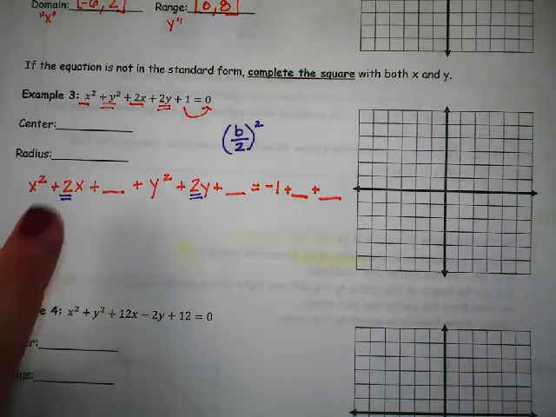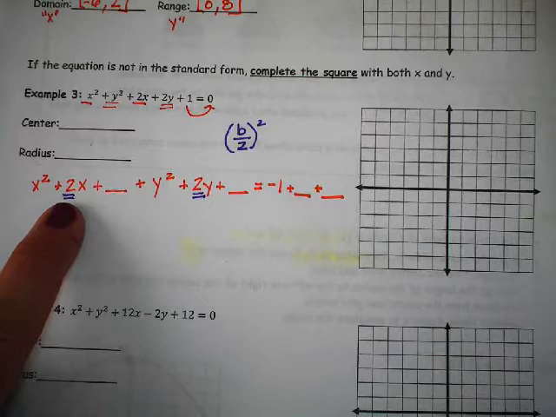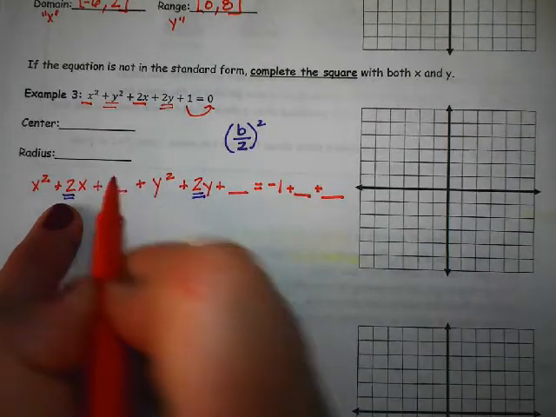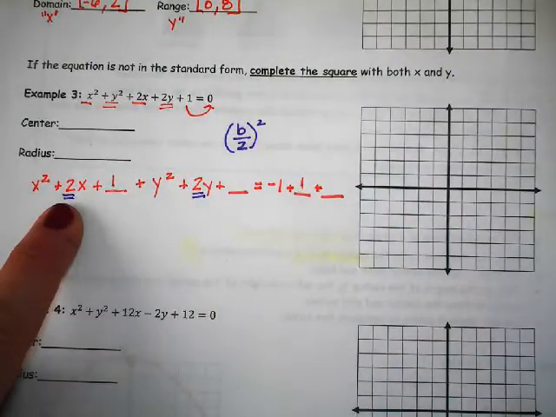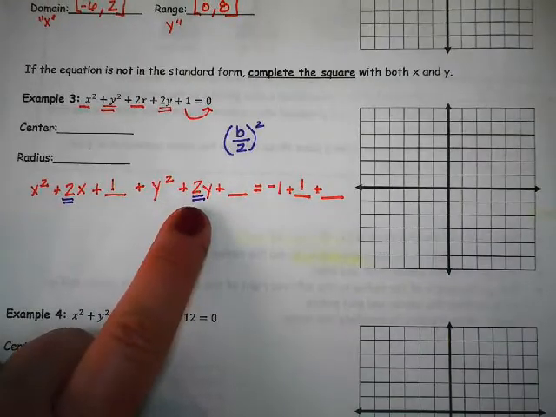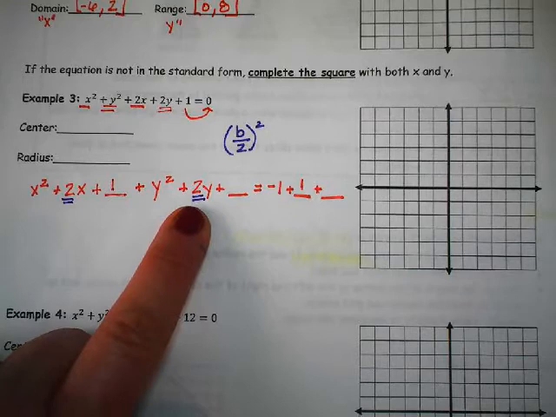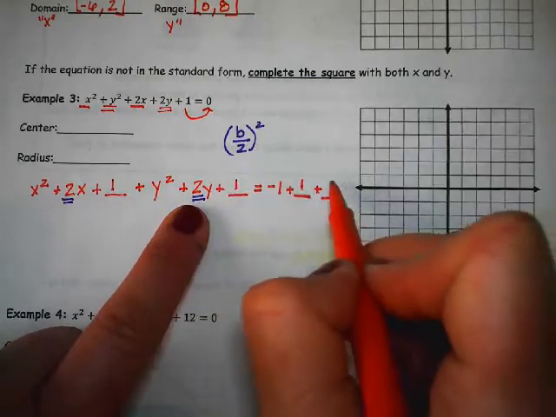So for this problem, if I take 2 and cut it in half, it becomes 1. And if I square it, it becomes 1. So I'm going to add 1. Make sure you add it on the right as well. Then I move here. If I have 2, I cut it in half, it's 1. And square it, it's also 1.